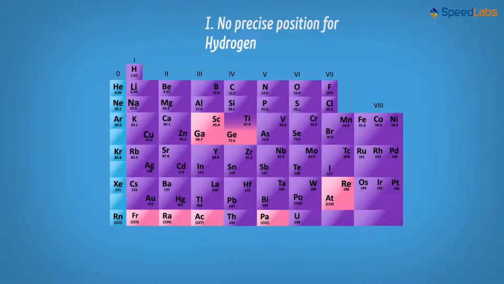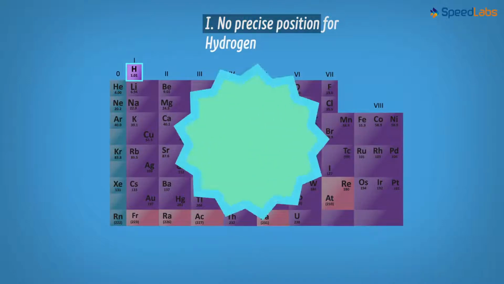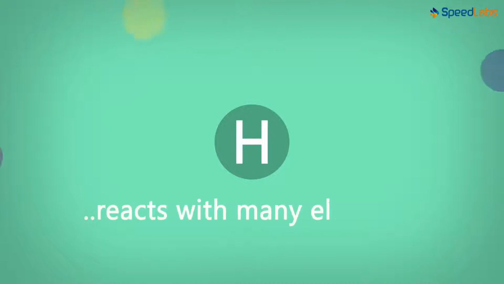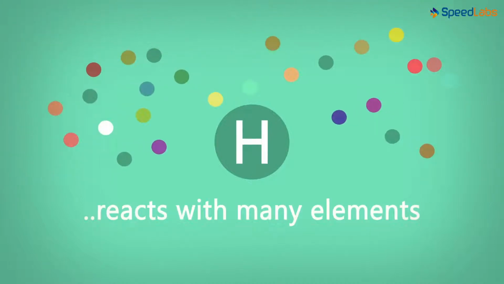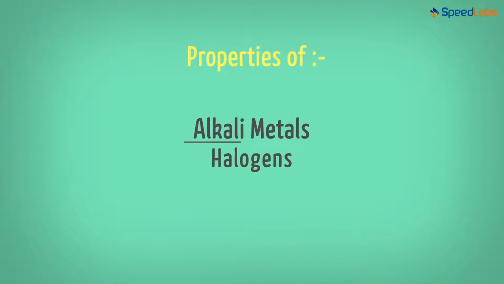Now you may see that hydrogen is placed right here at the top. So what do we mean by no precise position? Let me explain. Hydrogen, as we know, reacts readily with many elements. Thus, it shows a wide range of properties. To understand this, let us take the example of properties shown by both alkali metals and halogens.